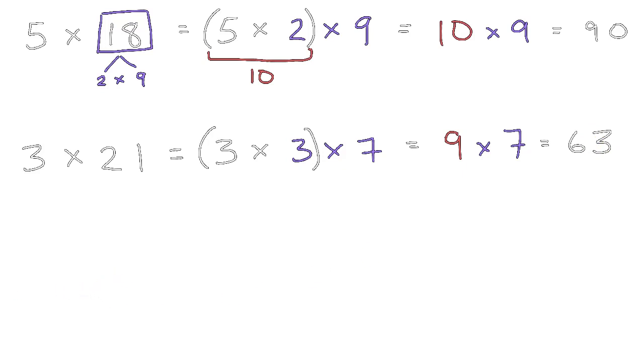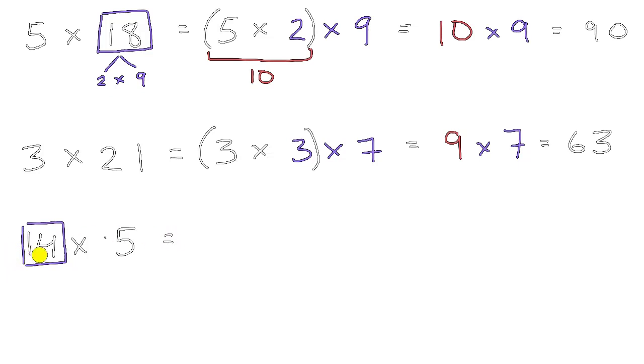Let's do another example. This is kind of fun. Let's say we want to figure out what 14 times 5 is. Pause this video and see if you can figure that out. Well, we could once again try to break up 14 into the product of smaller numbers. 14 is 2 times 7.